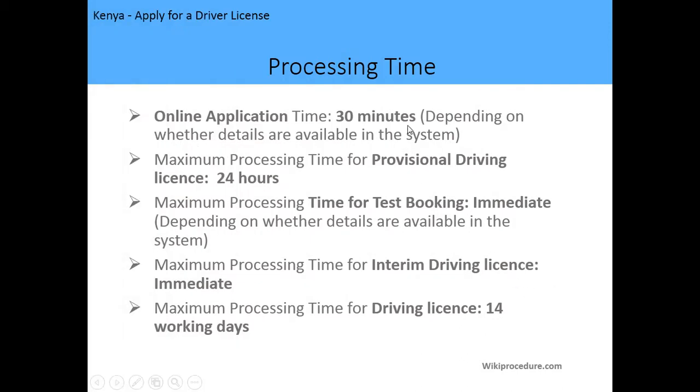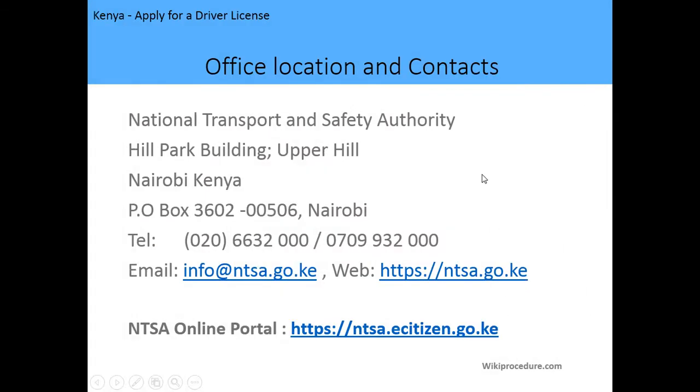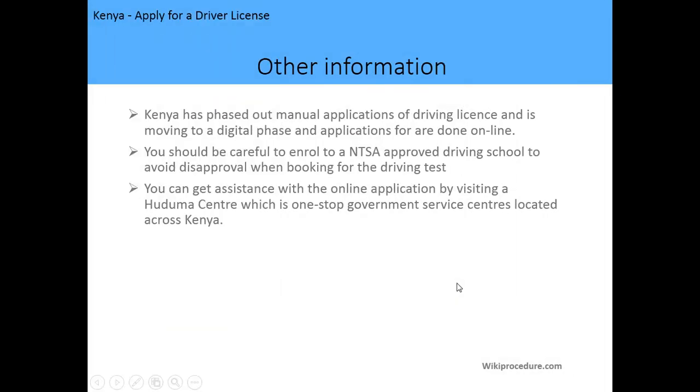And the processing time, the online application, is 30 minutes. The provisional driving license is issued after 24 hours. The interim driving license is issued immediately, and the driving license is after 14 working days. The contact information of the NTSA, they are at Hill Park Building, Upper Hill. You can find them at www.ntsa.go.ke. Another information is that you should be careful to enroll to an NTSA approved driving school to avoid disapproval when booking for a driving test, and you can get assistance on the online application by visiting Huduma centers.